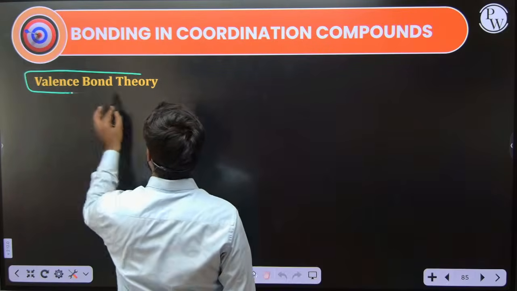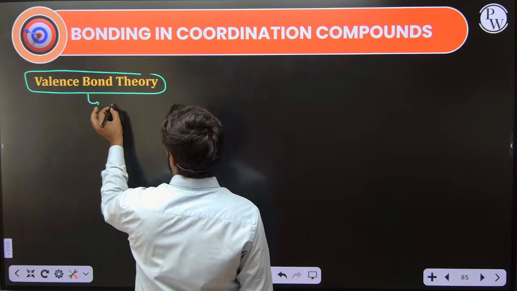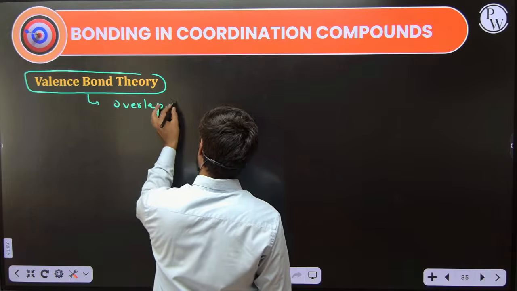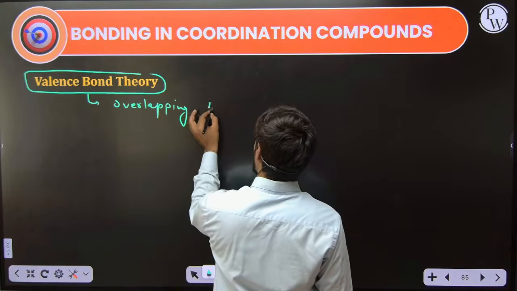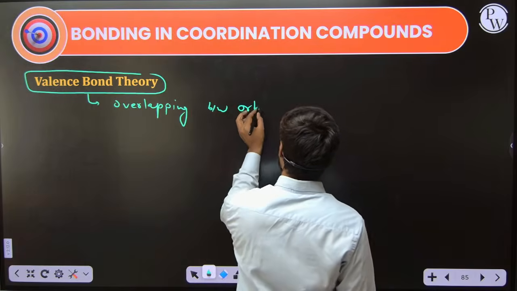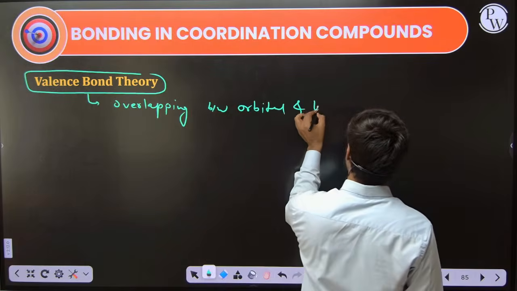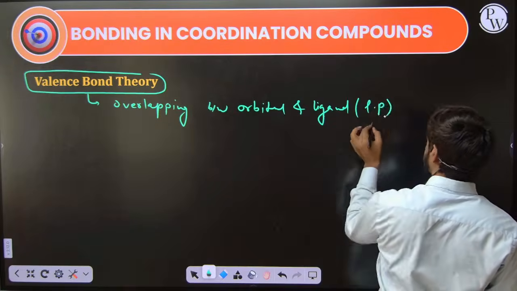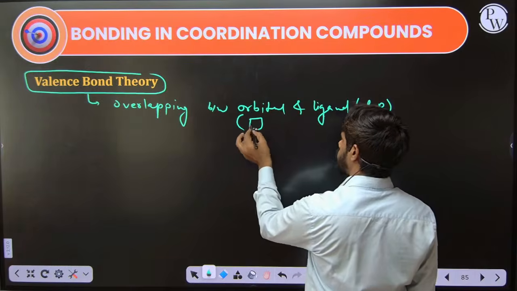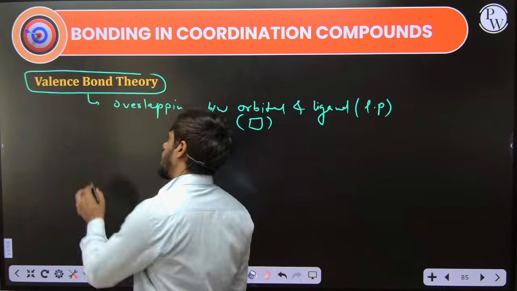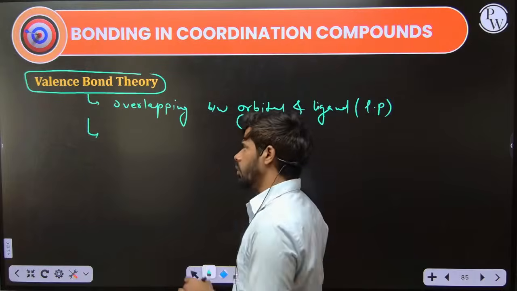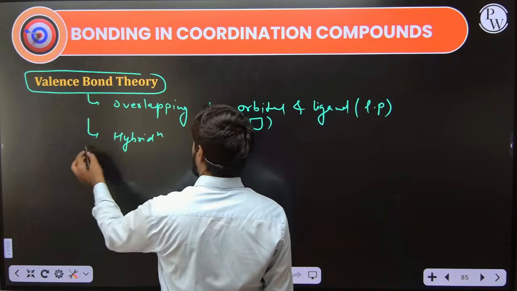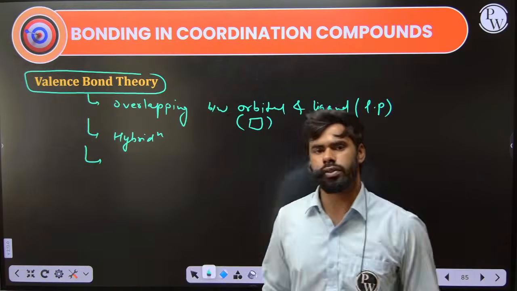Valence bond theory is all about overlapping between the empty orbital and the ligand lone pair. In valence bond theory, hybridization is also involved. Hybridization is also involved in the case of VBT.